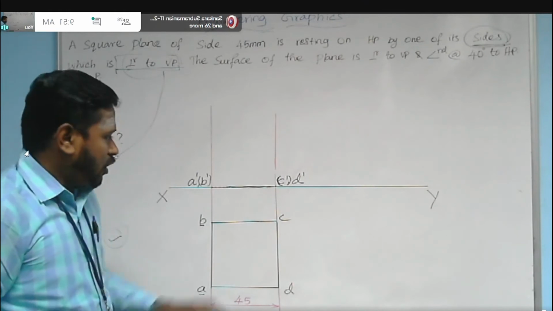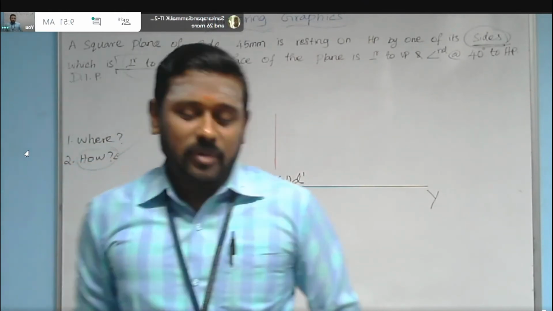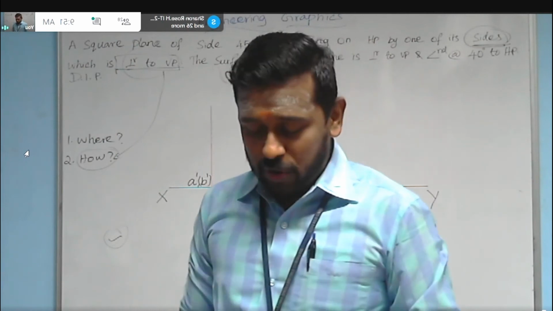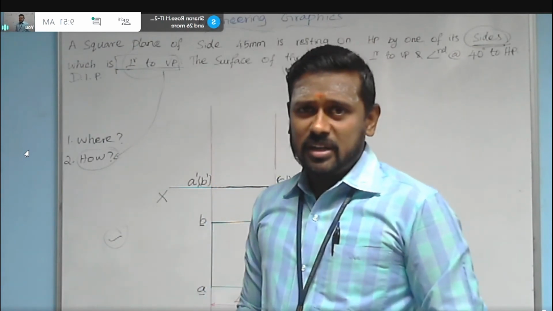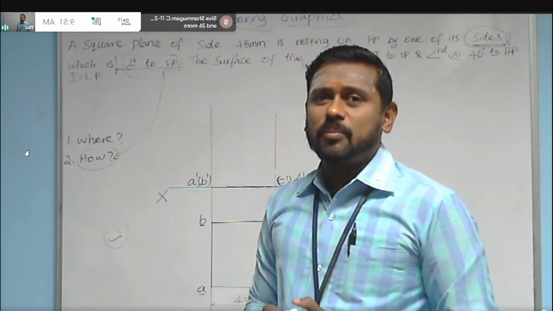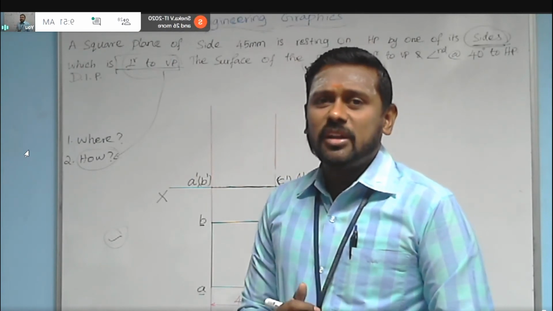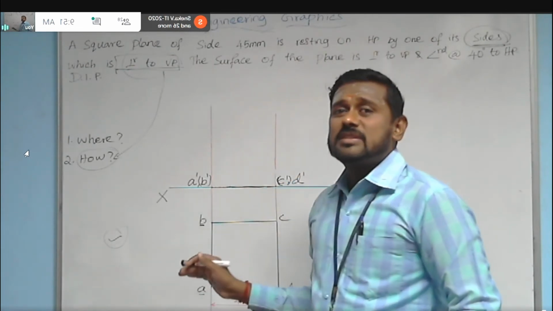That's it. Now we just completed a fake front view and top view. Why am I calling it fake? Because this is not satisfying the conditions given in the question. The very important condition given in the question is that the surface of the plane should be 40 degree inclined to HP. But here it is not like that. Why are we doing this the wrong way?